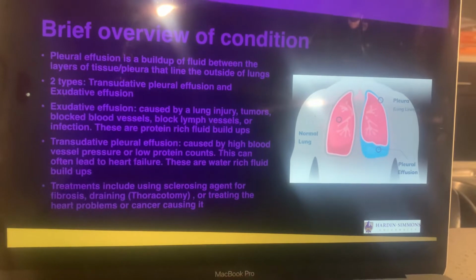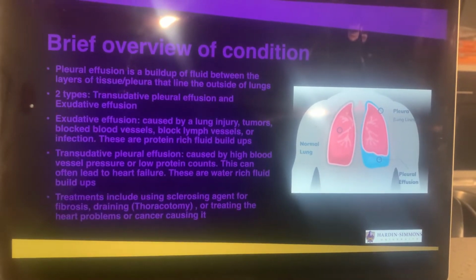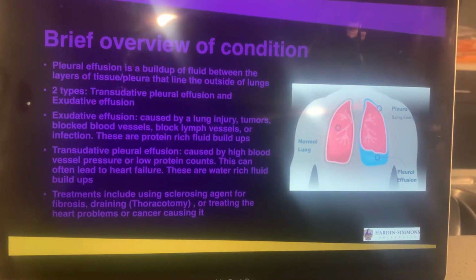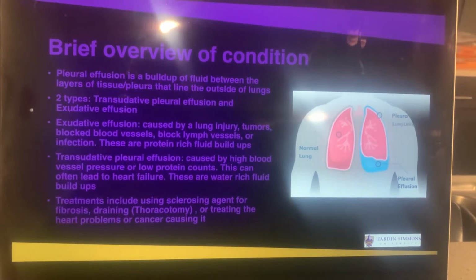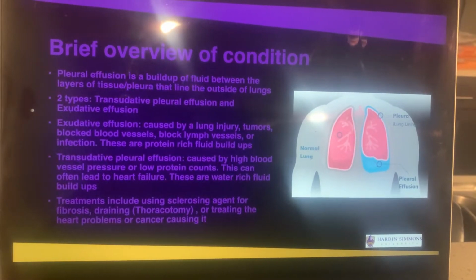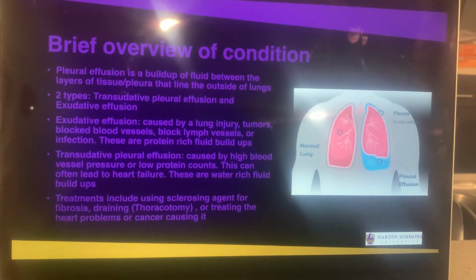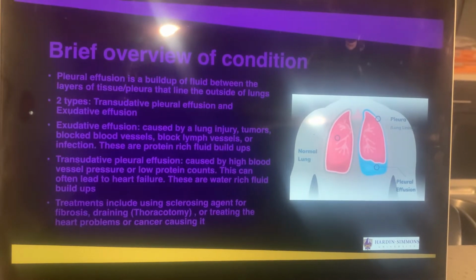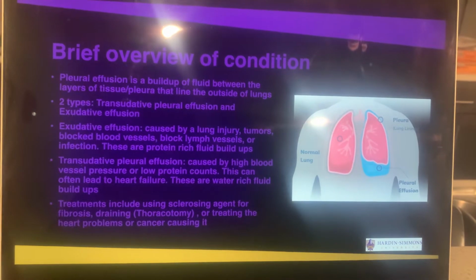Exudative effusion is a protein-rich buildup, and this can be caused by a lung injury, tumors, blocked blood vessels, blocked lymph vessels, or infection. Transudative pleural effusion is a water-rich fluid buildup, and this can be caused by high blood pressure in the blood vessels or low protein counts. This often leads to heart failure.